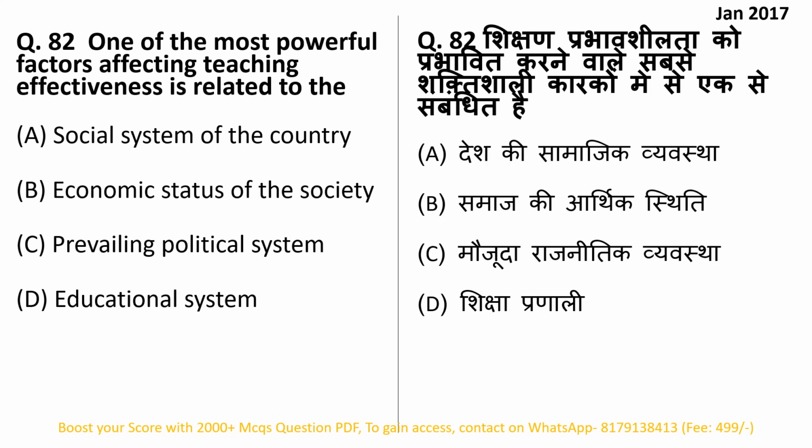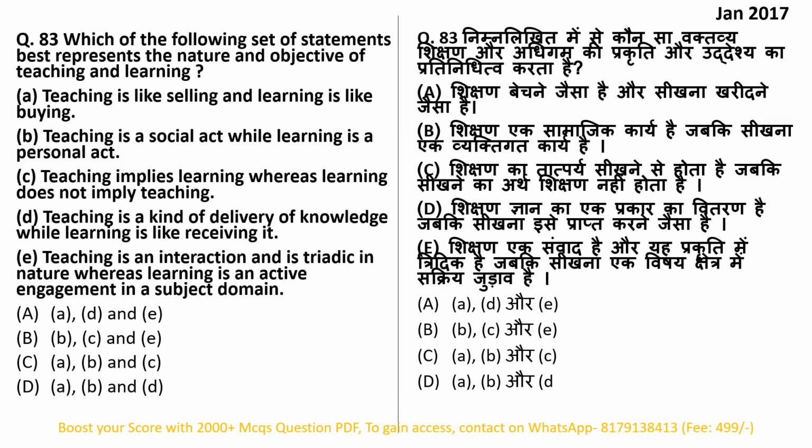Next, one of the most powerful factors affecting teaching effectiveness is related to social system of the class, country, economic status of the society, prevailing political system, educational system. The right answer is option D, educational system. The most powerful factors affecting teaching effectiveness means what are the policies or the protocols that the government implements that will affect the educational system.